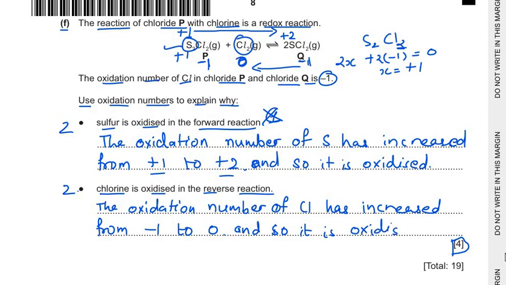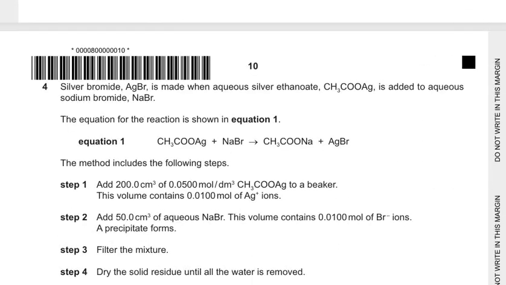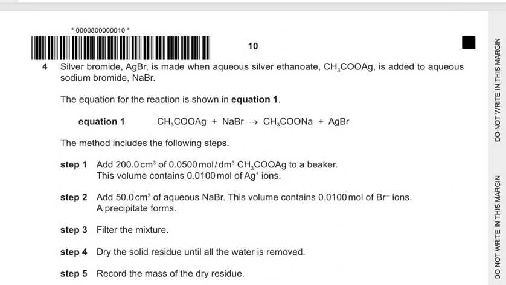So that's how you're going to explain the oxidation of chlorine. Let's see what is the next question. Next question 4. Here silver bromide, that is AgBr, is made when aqueous silver ethanoate, CH3COOAg, is added to aqueous sodium bromide, that is NaBr. Now understand, this compound is added to sodium bromide to form silver bromide, okay?